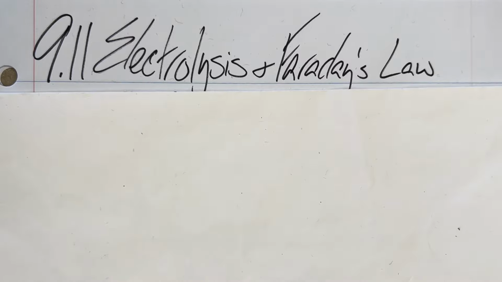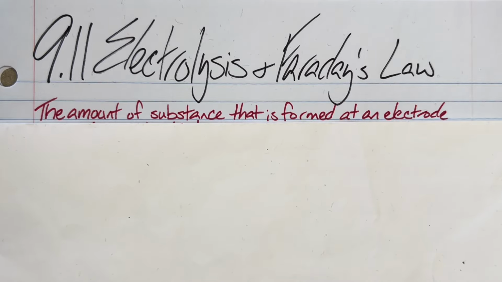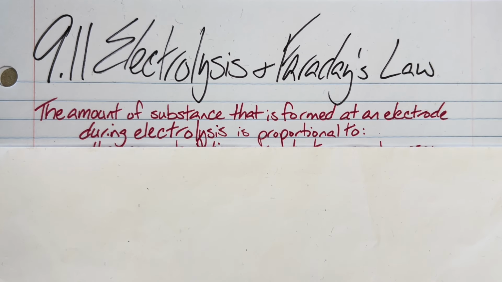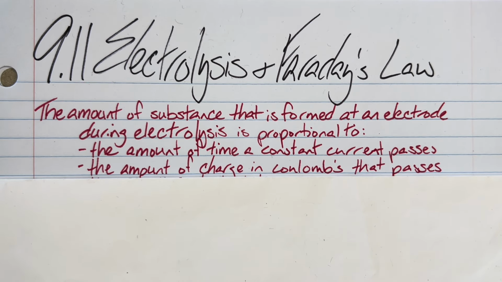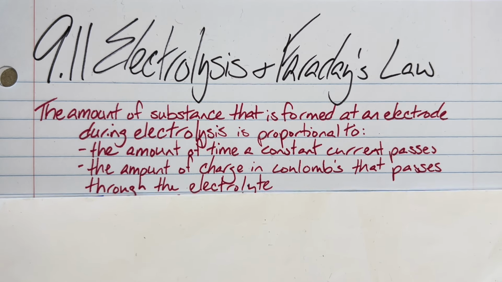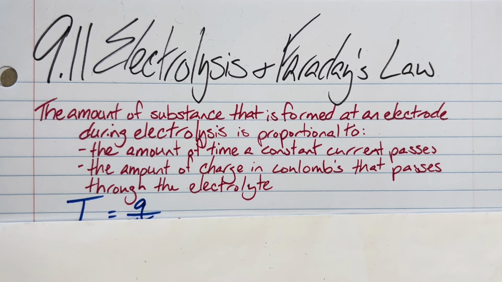Chemistry, Unit 9.11: Electrolysis and Faraday's Law. The amount of substance that is formed at an electrode during electrolysis is proportional to the amount of time a constant current passes through it, as well as the amount of charge in coulombs that passes through the electrolyte.